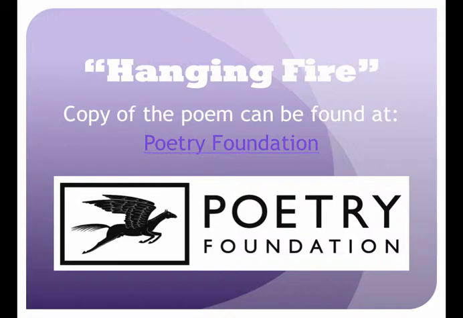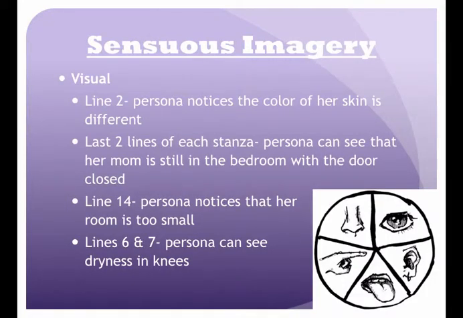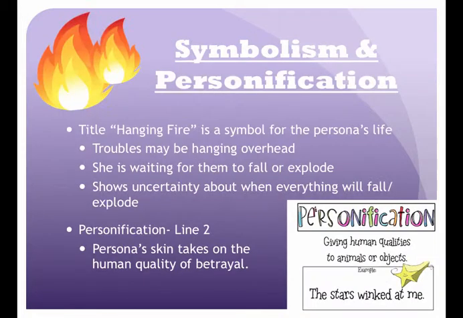The next 4 slides include my actual analysis of the poem Hanging Fire. The first device I analyzed was sensuous imagery. The poem I chose included a lot of visual imagery, so I mainly focused on that. Notice that I have included line numbers and short explanations of why those lines are visual images. I have also included an image that will remind me what sensuous imagery is, as well as my audience.